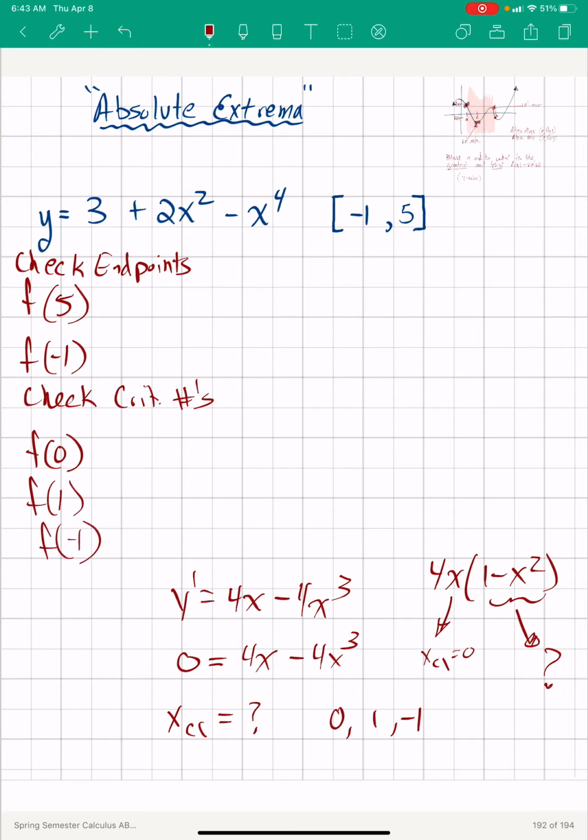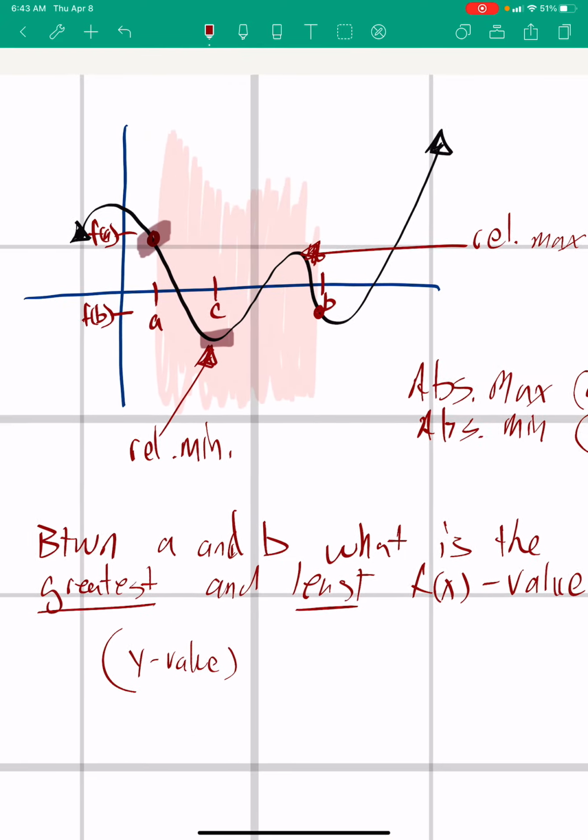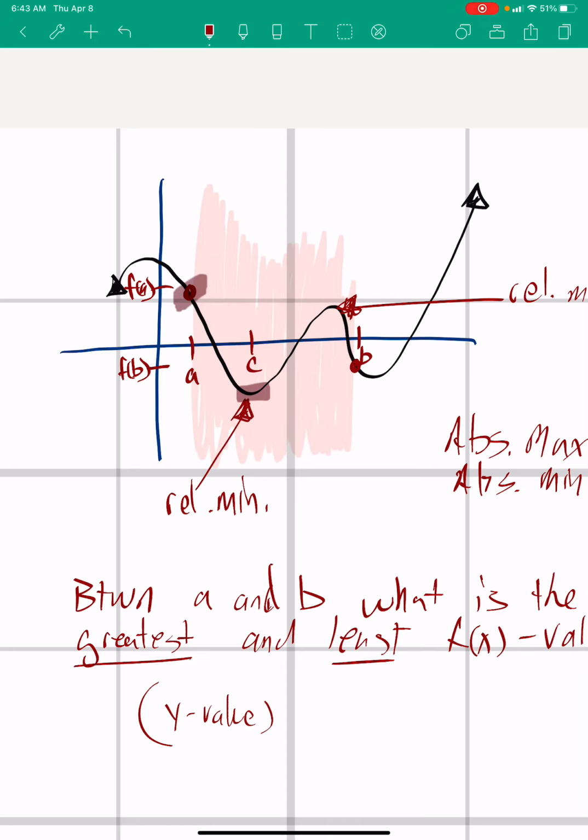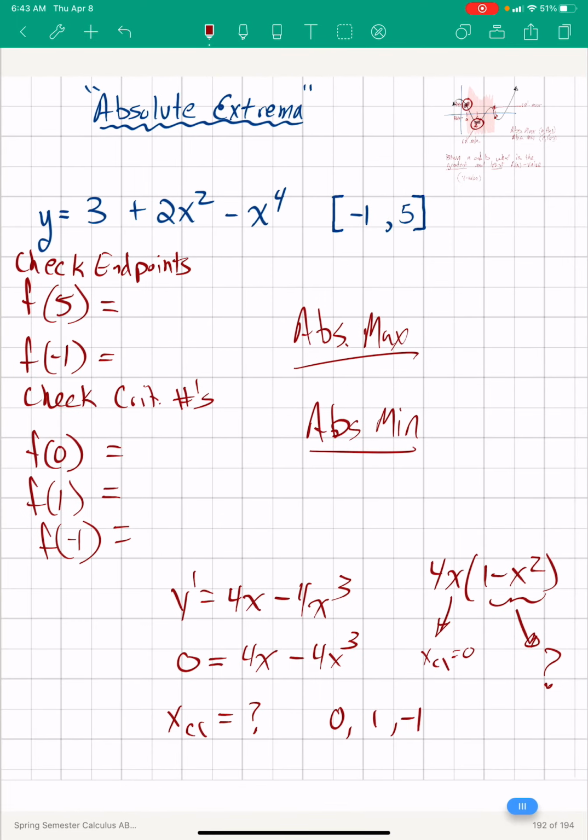All right, so to determine the absolute max and the absolute min, you'd plug in each of these values. And as we did in the example shown, determine the highest value, like we did here, and the lowest value. And that's going to be your absolute extrema.